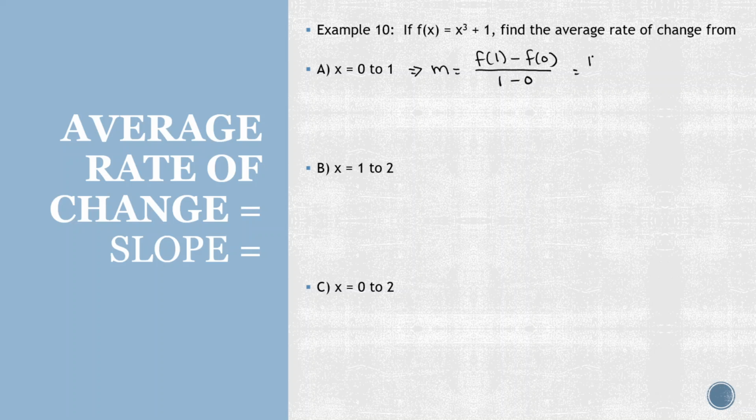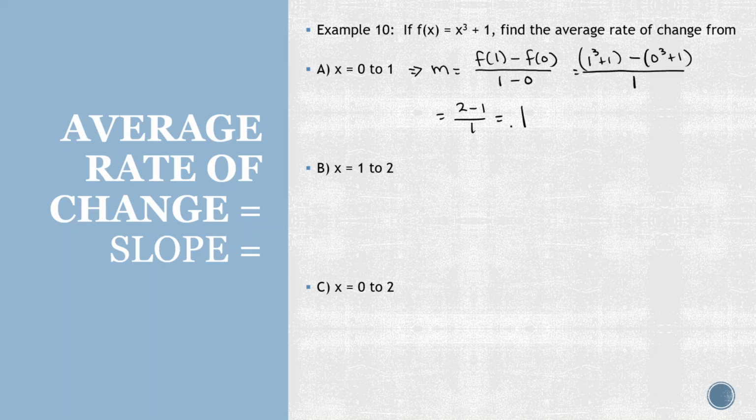So f of 1 is 1 cubed plus 1. f of 0 is 0 cubed plus 1. So when I calculate this out, I end up with a rate of change of 1. Okay, now we don't have any units on this problem, but maybe f is in meters and x is in seconds. And so this would be in meters per second.